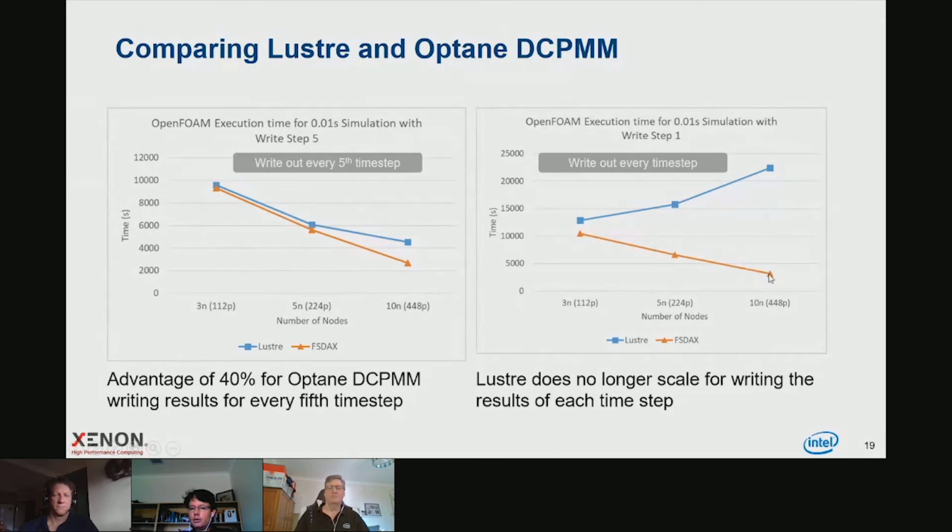And now the simulation time goes down to about 3,000 seconds compared to, let's call this, 21,000 seconds. So there is a factor of 7x difference between the setup with the Lustre parallel file system compared to the configuration with the DC persistent memory modules. And so this really shows the performance and the power of this new architecture with the DC persistent memory modules in such an HPC cluster for a workload like OpenFOAM here.